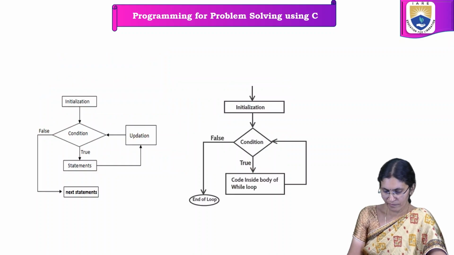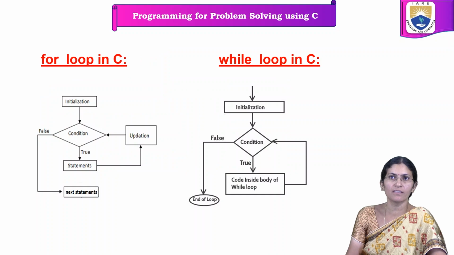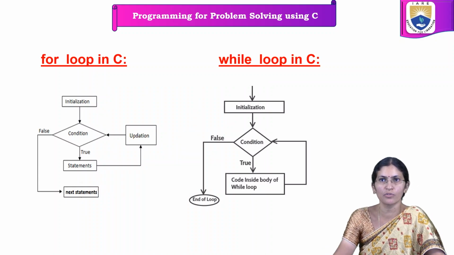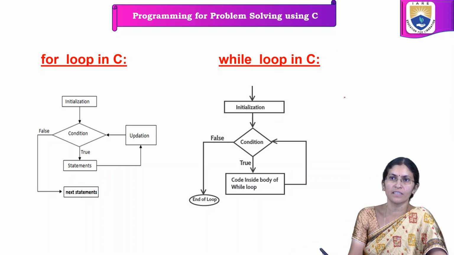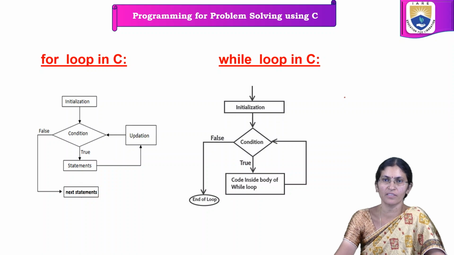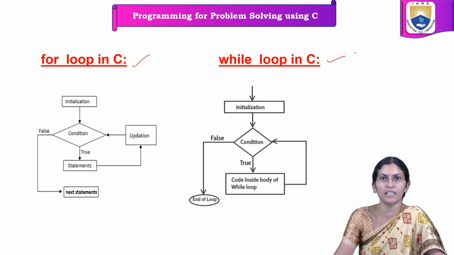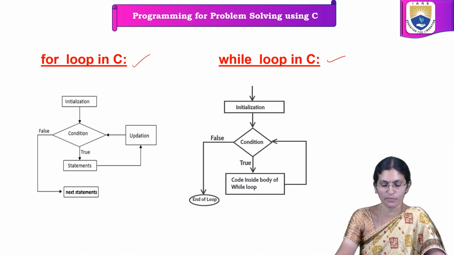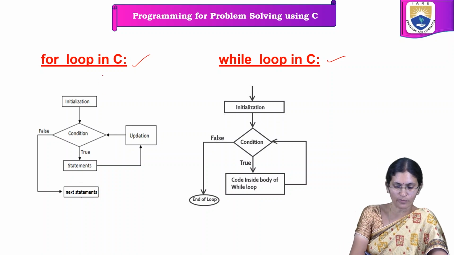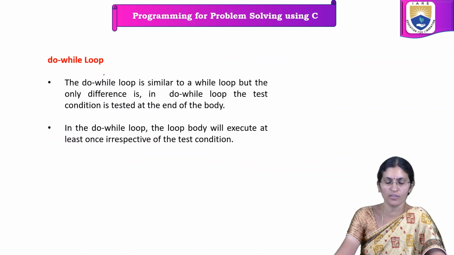Next, let us see the difference between for loop, while loop and do while loop. The operation of all the loops is the same, meaning they are used for repeating a certain set of statements in a program for a fixed number of iterations or for any number of iterations. Then what is the need of three different loops? We will see the difference between for loop, while loop, and do while loop.